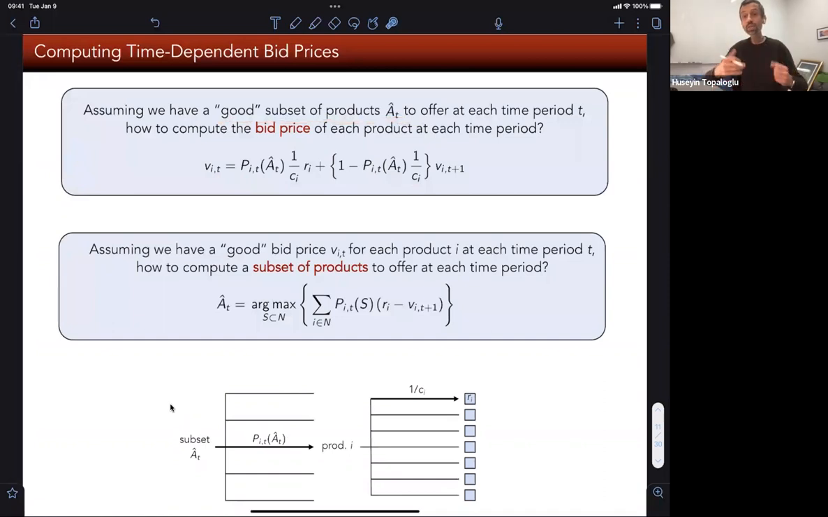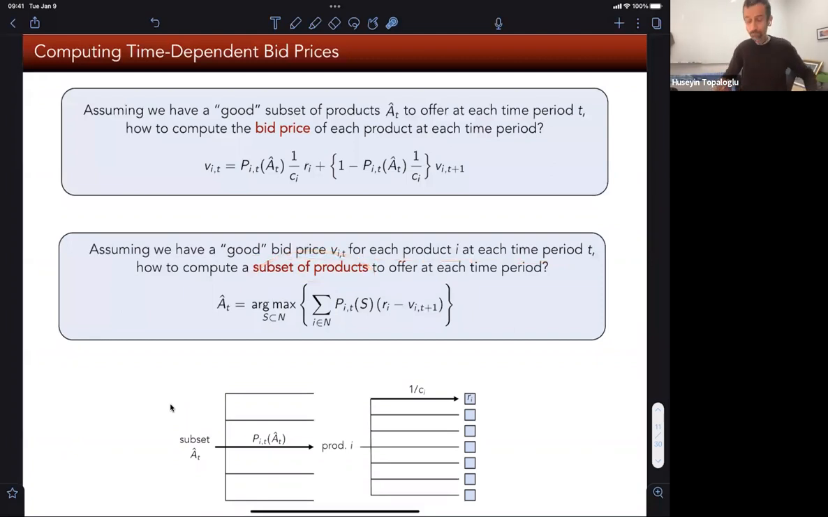The second question is going to be the converse. Let's assume that somebody gives me a good bid price VIT for each product I for each time period T. So somebody gives me the value for each unit of product I for each time period T. And the question is, how do I compute a good assortment to offer at each time period T? How do I compute my ideal assortment for each time period T?